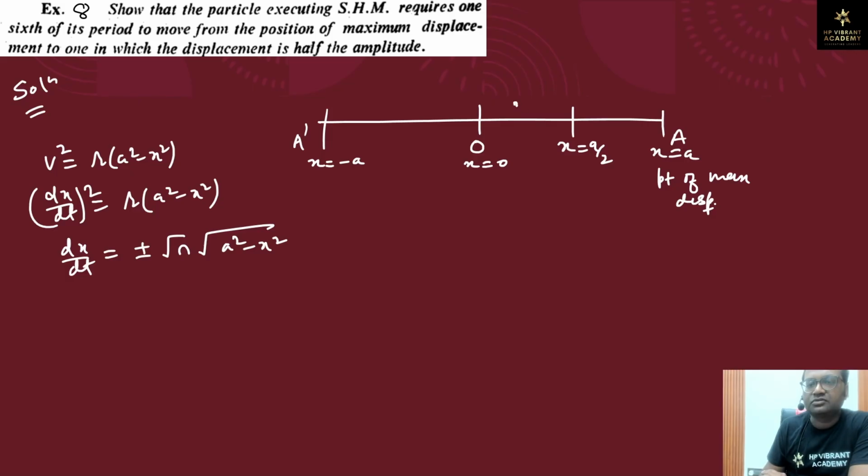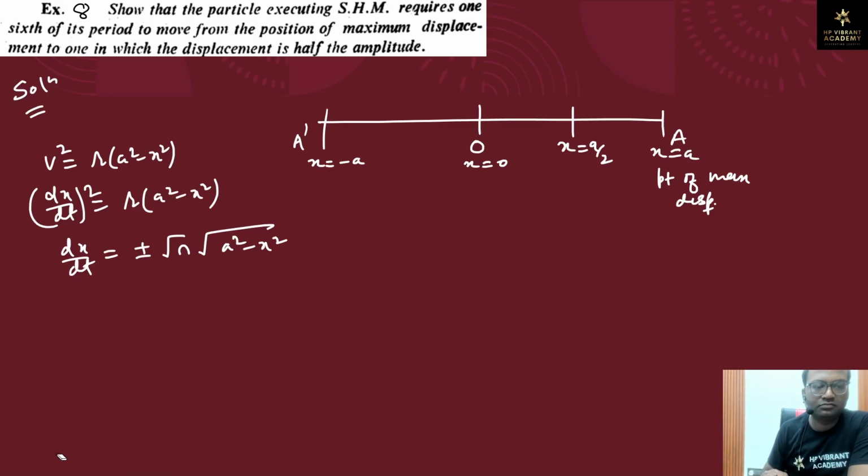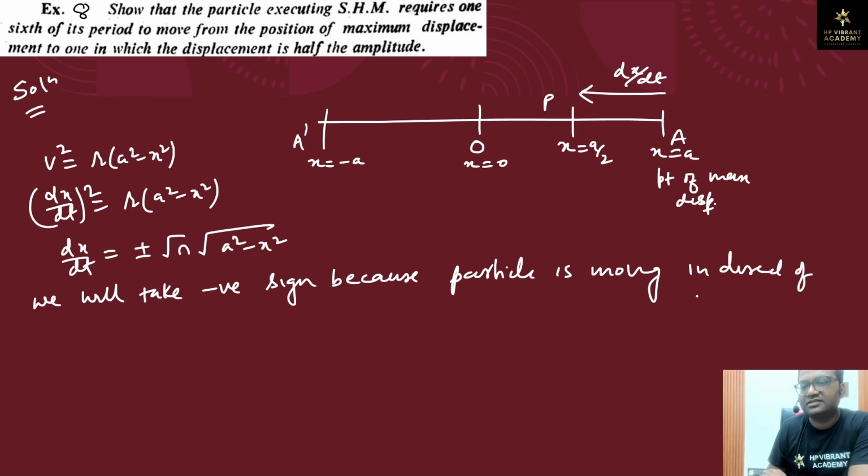So let us consider the time period to move from the position of maximum displacement to P. So the particle is moving from A to P. So the velocity is dx upon dt, and it is moving in the direction of x decreasing. So we will take negative sign because the particle is moving in the direction of x decreasing.